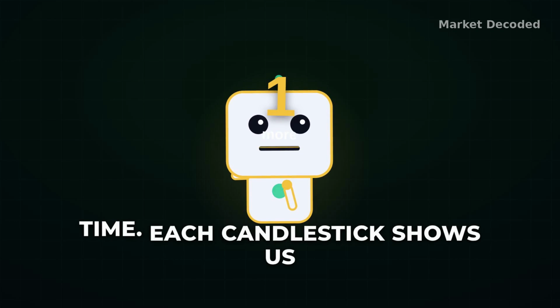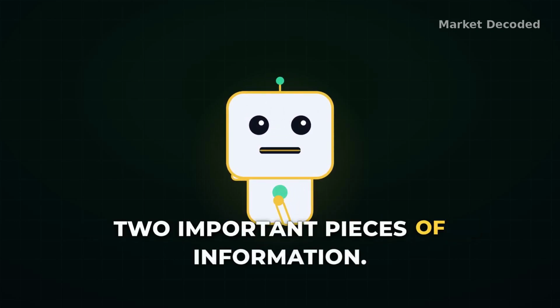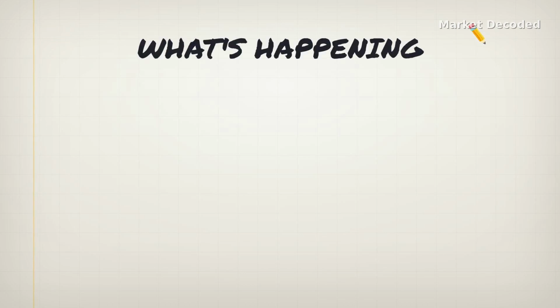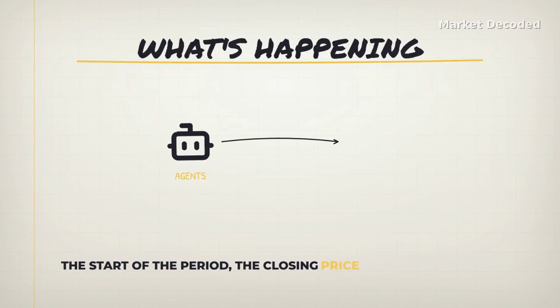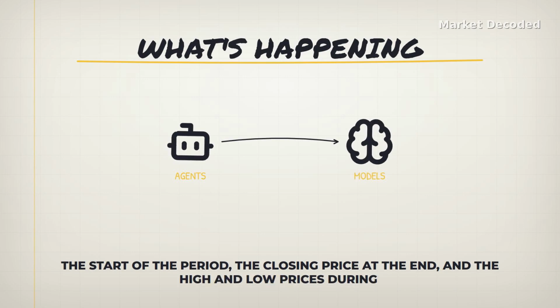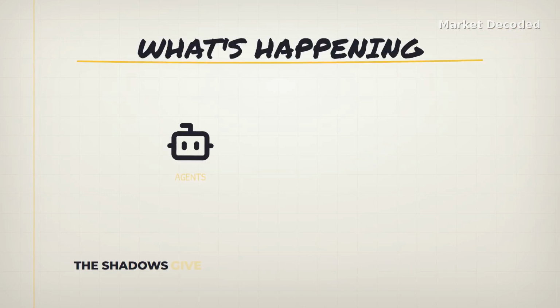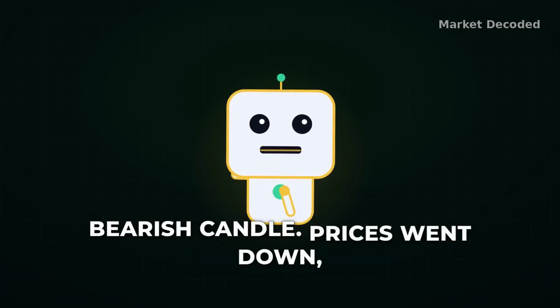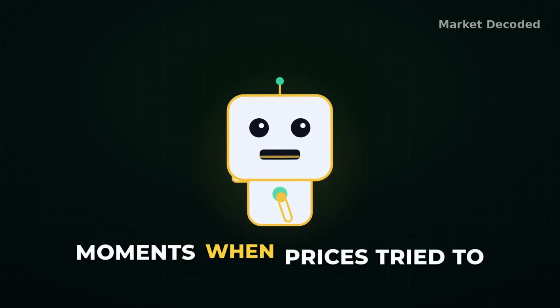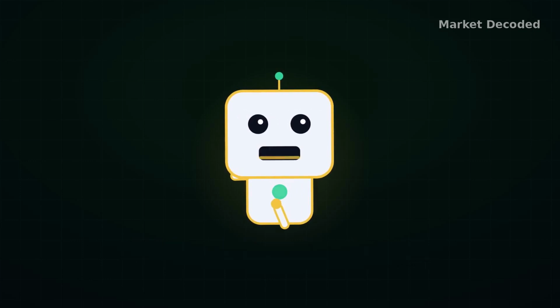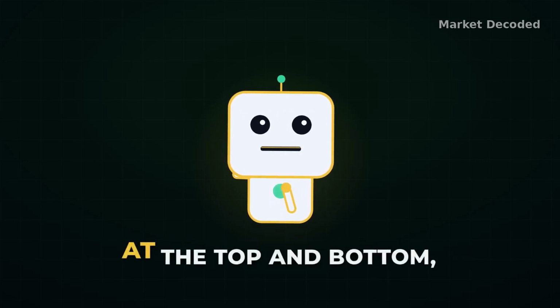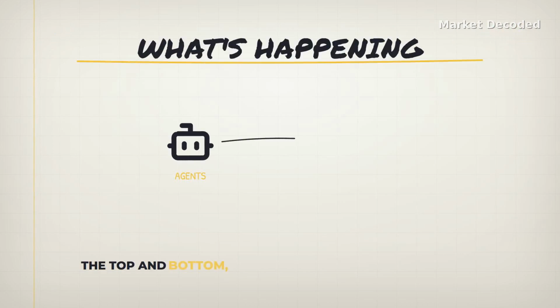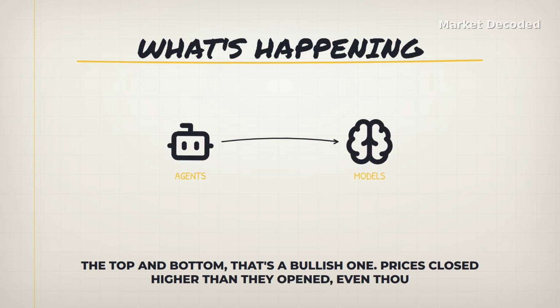Let's break it down one more time. Each candlestick shows us two important pieces of information: the opening price at the start of the period, the closing price at the end, and the high and low prices during that period. The body of the candle tells us if the day was positive or negative, while the shadows give us a peek into the true highs and lows. Now, imagine you're checking your weather app. You see a big fat red circle with a little white dot in it. That's like a bearish candle. Prices went down, but there were still some moments when prices tried to go up, the shadow. And if you see a green candle with long, thin lines at the top and bottom, that's a bullish one. Prices closed higher than they opened, even though they flirted with lower levels.